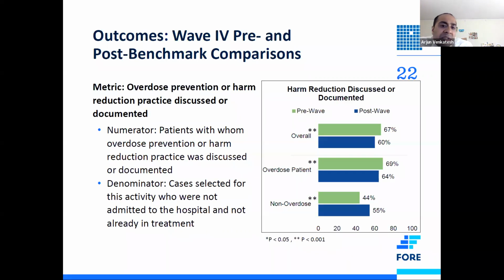This was around whether or not there was documentation around harm reduction efforts. There was not really much movement on this slide. It's, again, not the best measure that we have, but it's what's available. And so we saw that about two-thirds of the time this was happening. Next slide.